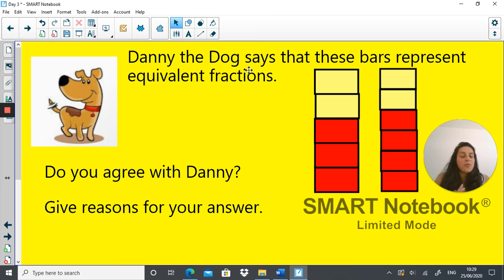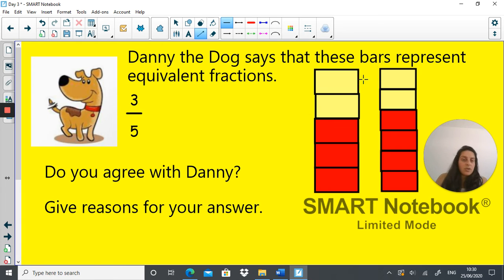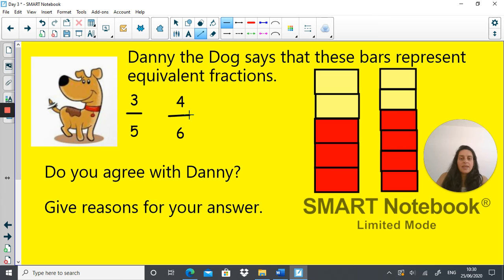Danny is back. He's had an awful week this week because he's had 2 wrong in a row. So today Danny is saying that these bars represent equivalent fractions. Do you agree with Danny, and give reasons for your answer? Right, so this bar here represents 3 over 5. And this one here represents 1, 2, 3, 4, 5, 6, 4 over 6. So are 3 over 5 and 4 over 6 equivalent fractions? That is the question that we're asking you.